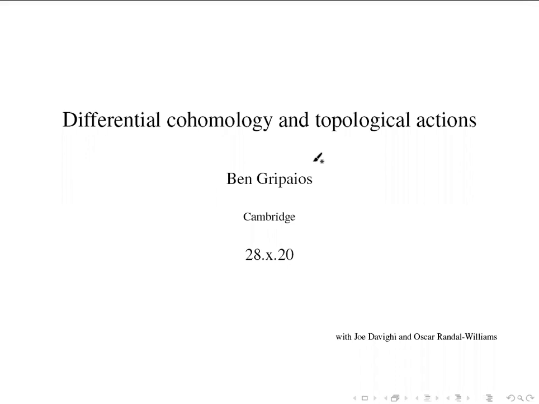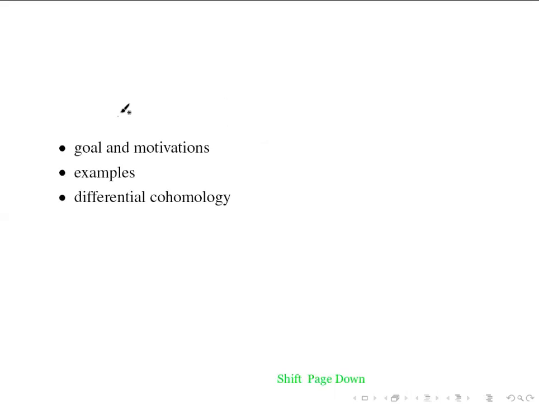So here we go. The title, as Denjo just said, is Differential Cohomology and Topological Actions. I'm going to describe some work which is being written up right now with Joe DeVigi and Oscar Randall Williams. And the outline will be as follows. I'll start by talking about what the goal is, and I'll spend quite a bit of time actually talking about the motivations. And then I want to talk about some specific examples of topological actions.